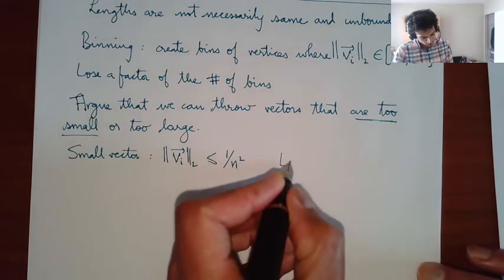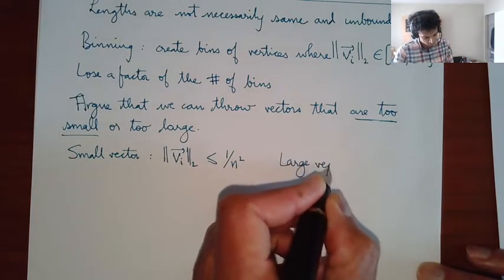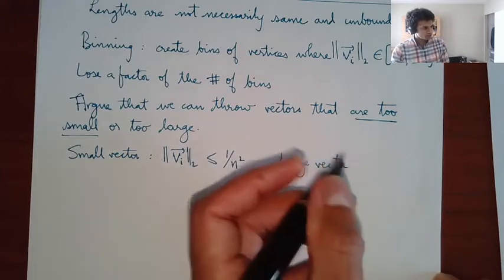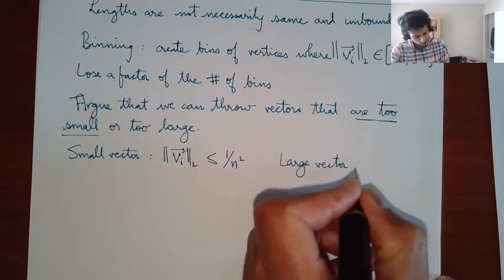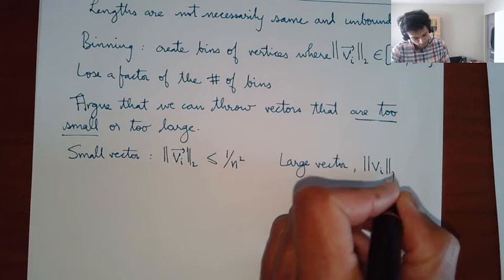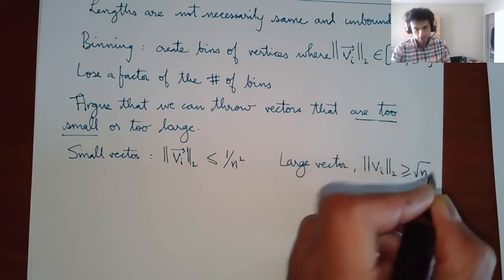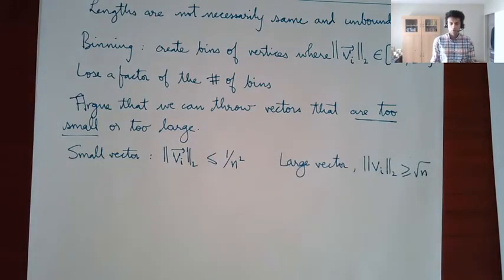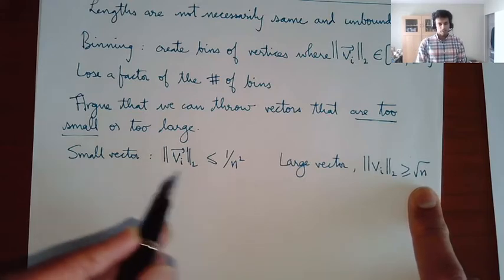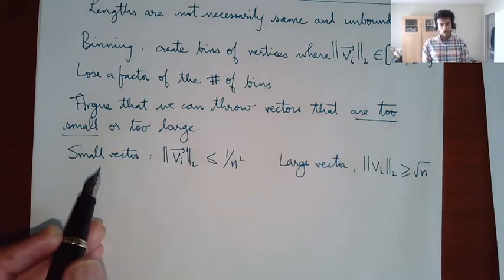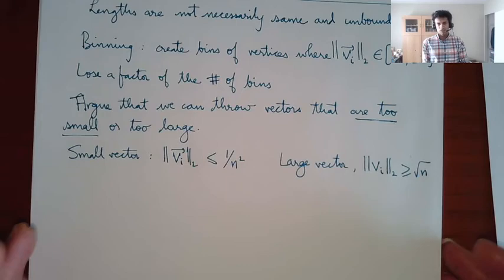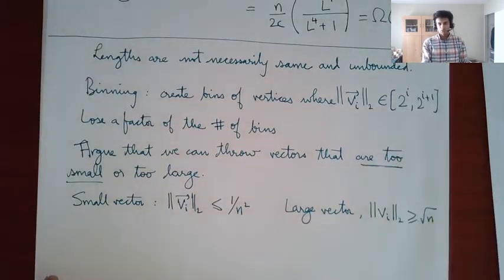And a large vector, in this case, is one whose length is more than root n, so something polynomial. Once we do this, if we can throw away the small vectors and the large vectors, then the binning is going to work, because when you bin in powers of 2, you'll only have logarithmically many bins.